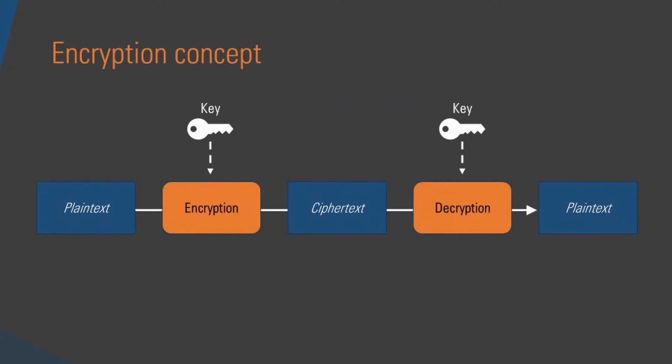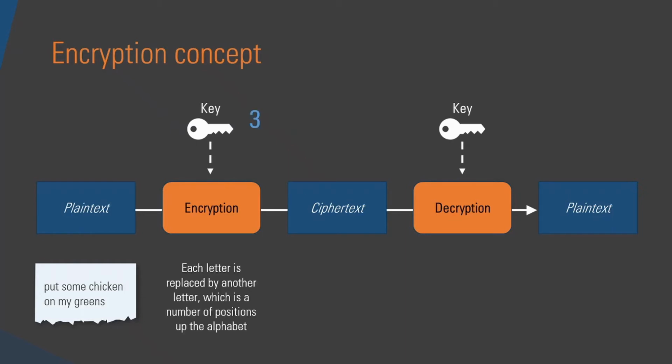Now let's take a look at the concept of encryption in general. We are going to try to match the elements of the common terminology with the example we just played through. The plain text on the left is our original message, put some chicken on my greens. Then we apply some kind of encryption algorithm to it. In our example case, we use the Caesar Cipher.